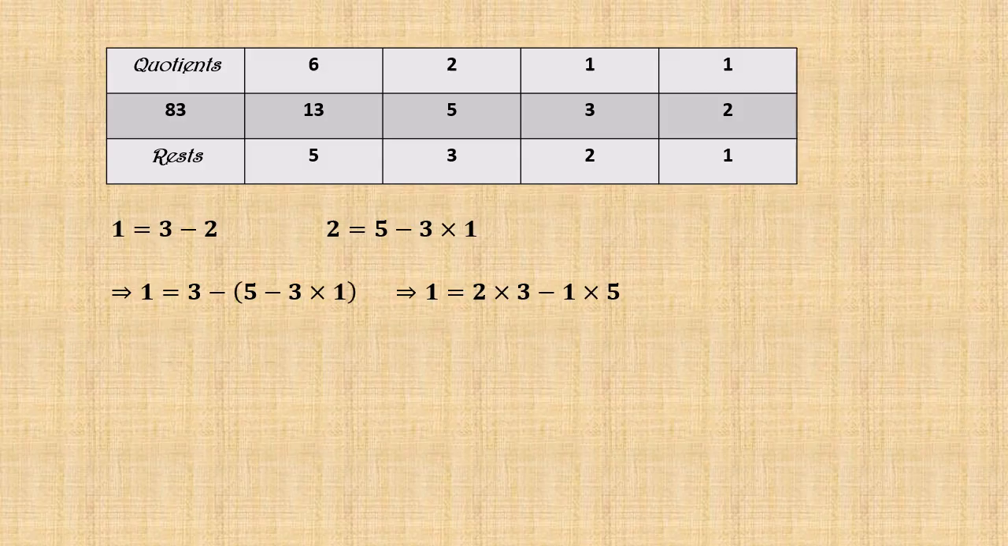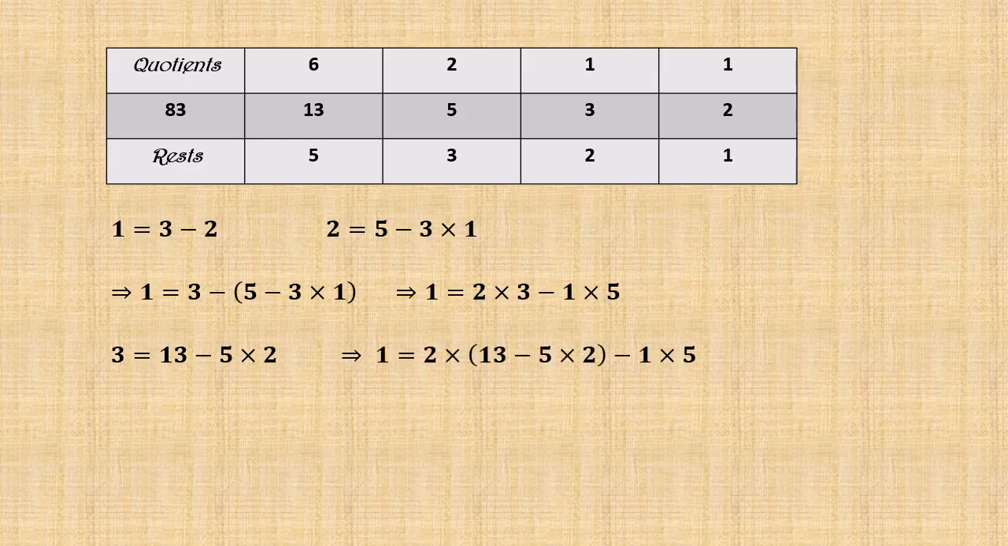Then we have the rest 3 which is equal to 13 minus 5 times 2. When we replace it in the last equality, we find that 1 is equal to 2 times (13 minus 5 times 2), minus 1 times 5. After simplification we find that 1 is equal to minus 5 times 5 plus 2 times 13.